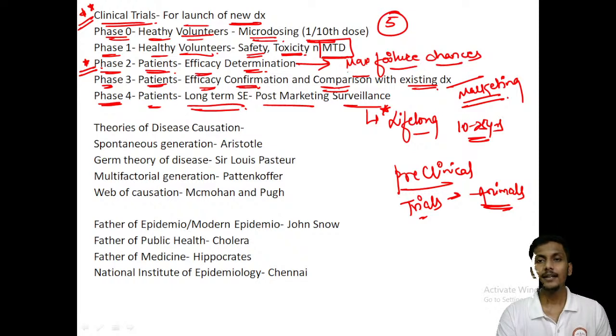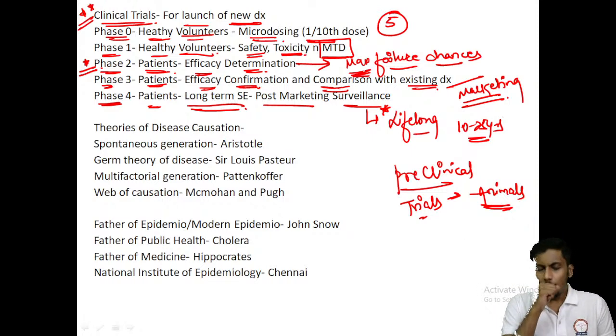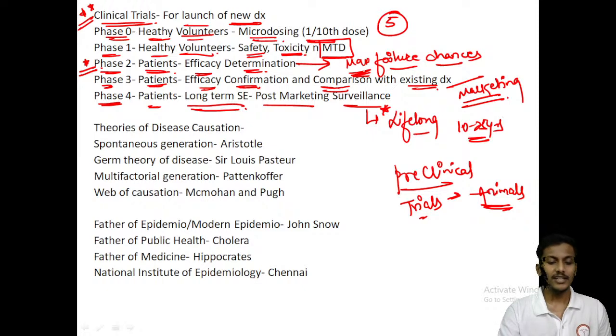That is when the drug doesn't work at all. For example, you are bringing an antipyretic drug to the market, but the drug is not able to work on fever. So maximum failure chances are actually seen in phase 2. Important, please remember this.